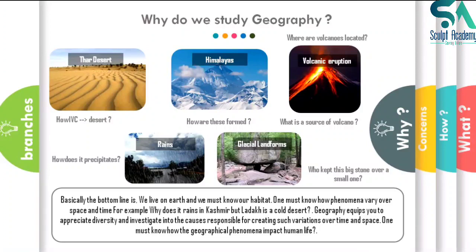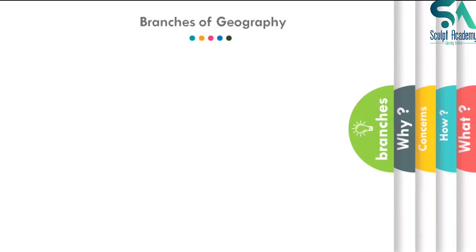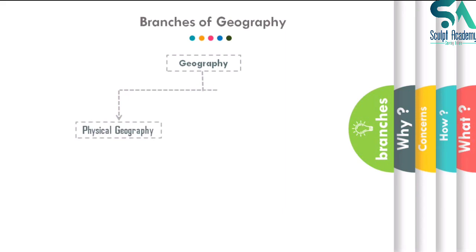So all these are some questions that we are always curious about, and geography as a subject answers all such questions systematically. Next, we are going to study what are the various branches of geography. Geography primarily is divided into two major branches. First is physical geography and second is human geography.